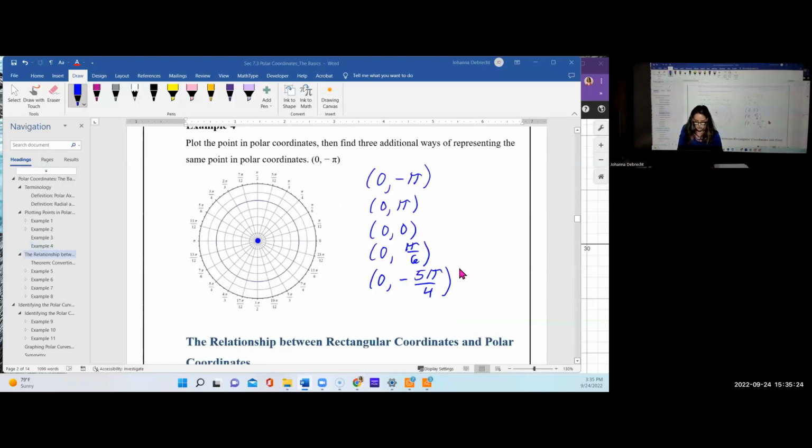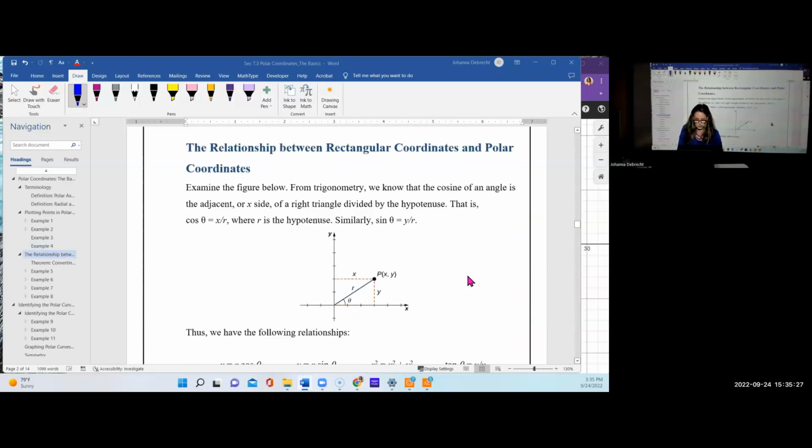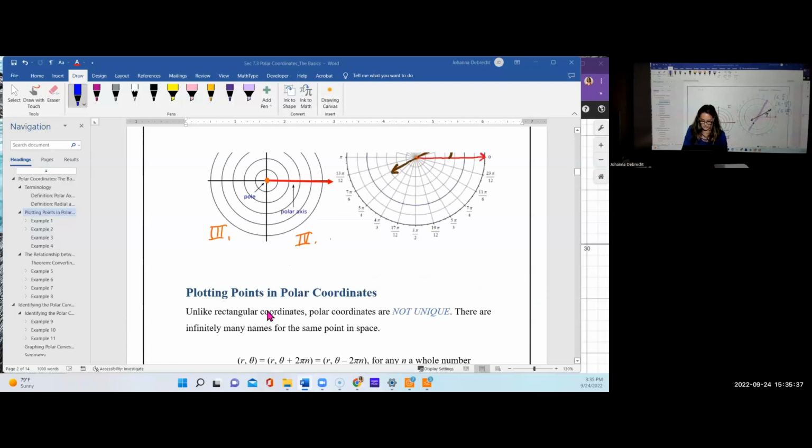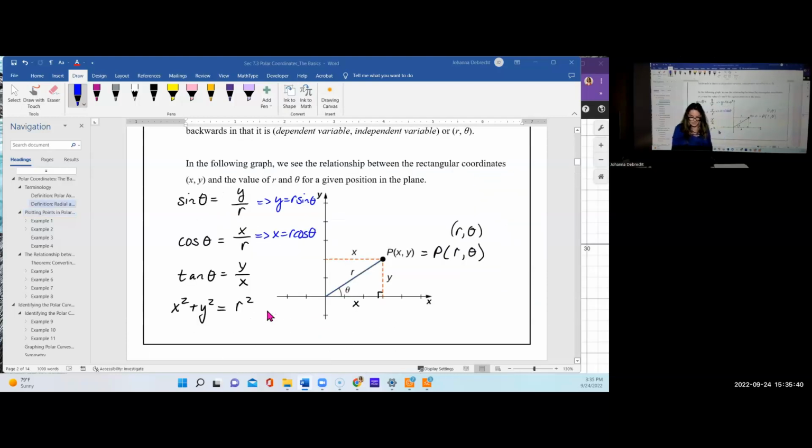Okay, let's now look at the relationship between rectangular coordinates and polar coordinates. When we did this earlier, remember that we had the relationships up here. So let me see if I can find those again. They were right here. So we did the relationships between x, y, r, and theta by using this right triangle and representing the point x, y in polar coordinates as r, theta. R being dependent, theta being independent.